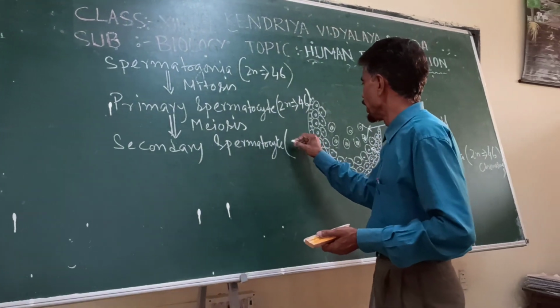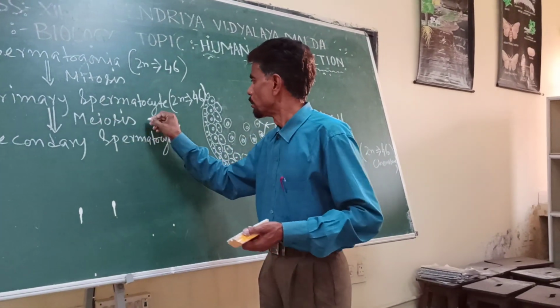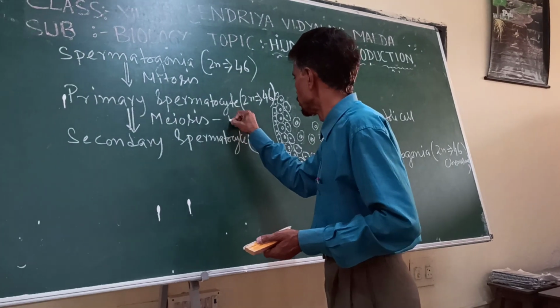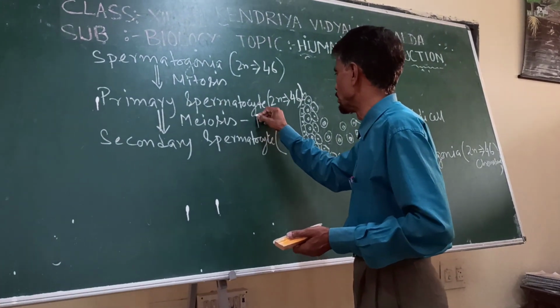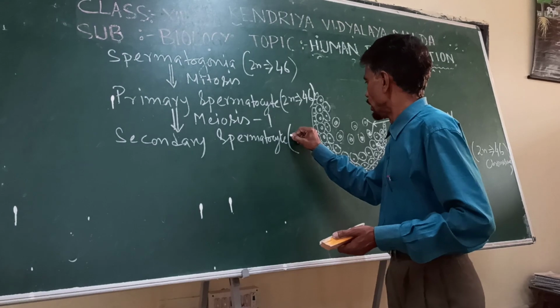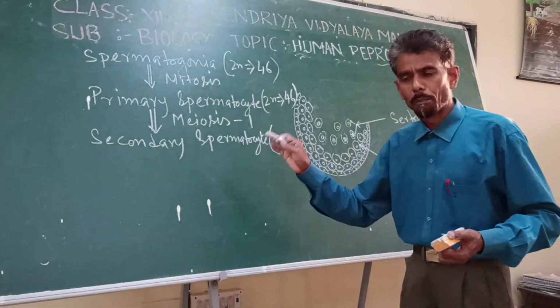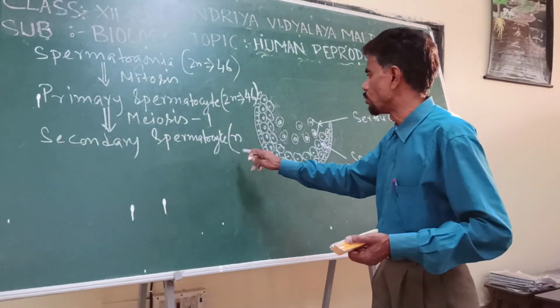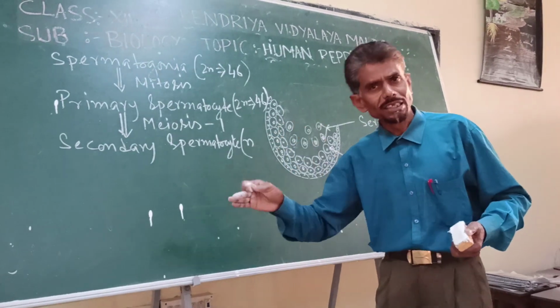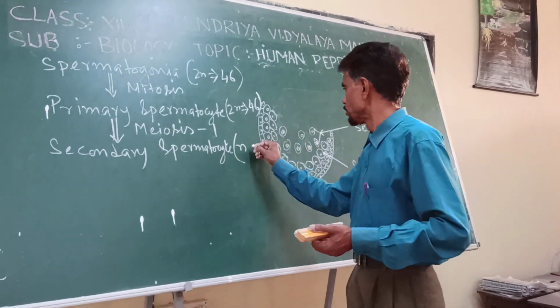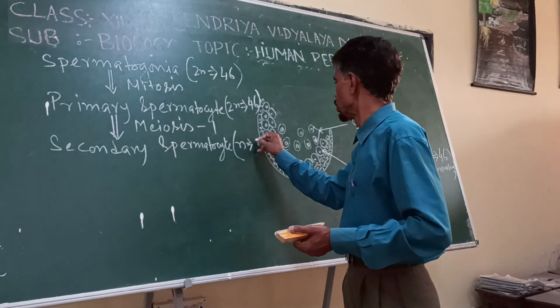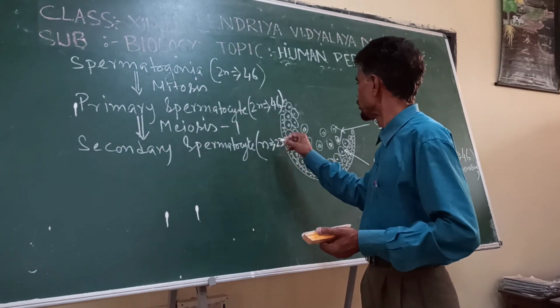What will be the ploidy? Meiosis 1, the first meiotic division. The resultant product, that is the secondary spermatocyte, will have a haploid set of chromosomes, n number, that is 23.